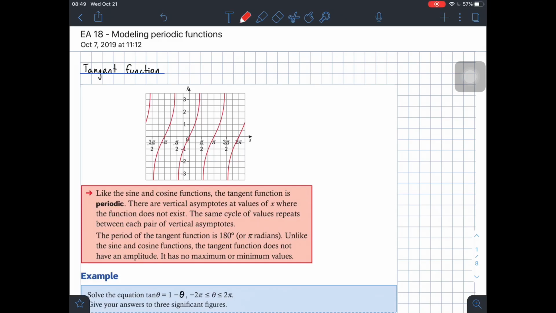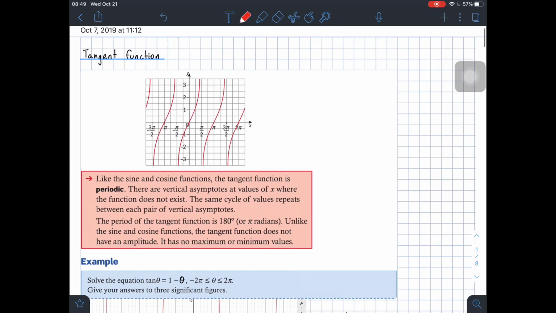Hello juniors, today we're going to be working with electronic assignment 18, which is modeling periodic functions. We're going to see how periodic functions, which are mainly sine and cosine functions, apply to real life situations. How can they be used to model different situations in real life?